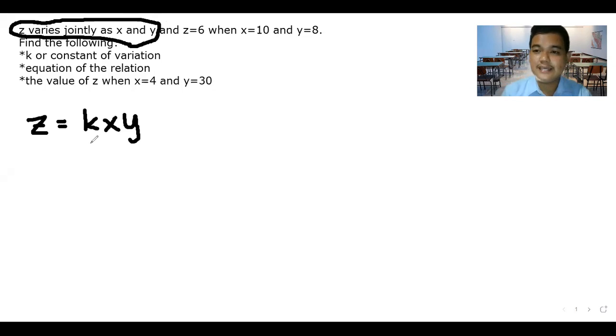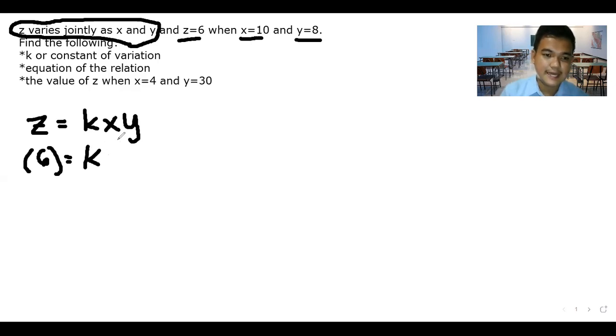Okay, so to find k, we need to substitute the value of z is 6. Ito yung mga given. X is 10 and y is 8. So is-substitute, ipapalit natin dito sa equation. So yung z is 6. Yung k is unknown. Ito yung hahanapin natin. So just copy k here. Your x is 10, so you substitute x is equals to 10, and your y is 8.